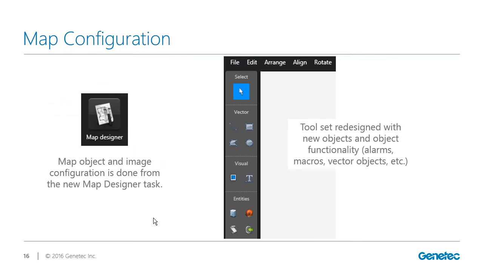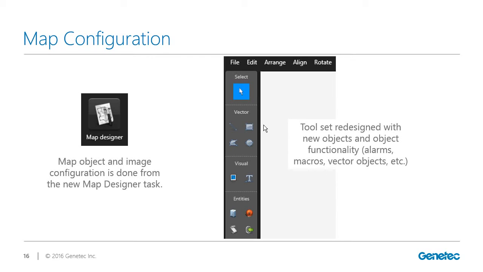I mentioned the configuration has been decoupled, and we now have a new map designer task. So this is where you do all your configuration. There's a whole new tool set you'll see here. It's a lot easier to use. For anybody familiar with any kind of editing software like PowerPoint or Photoshop or stuff like that, there's ways that you can arrange your objects and line them up and stuff like that. So there's some nice new editing tools.